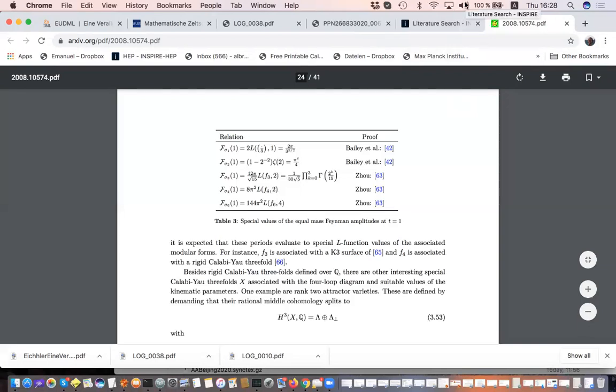Yeah, I think the main message maybe is that these Calabi-Yau periods actually play a role in physics beyond string theory. It's an interesting message. It plays a role in quantum field theory.